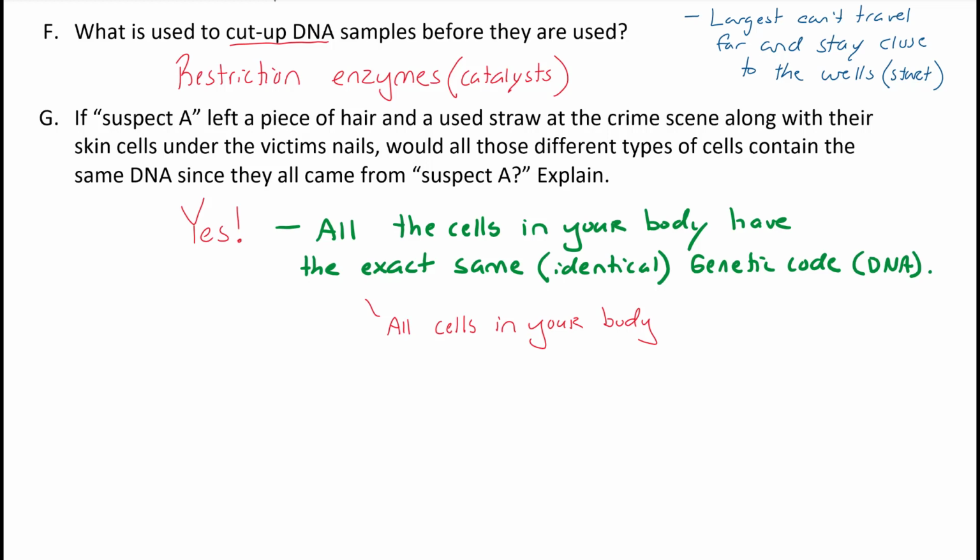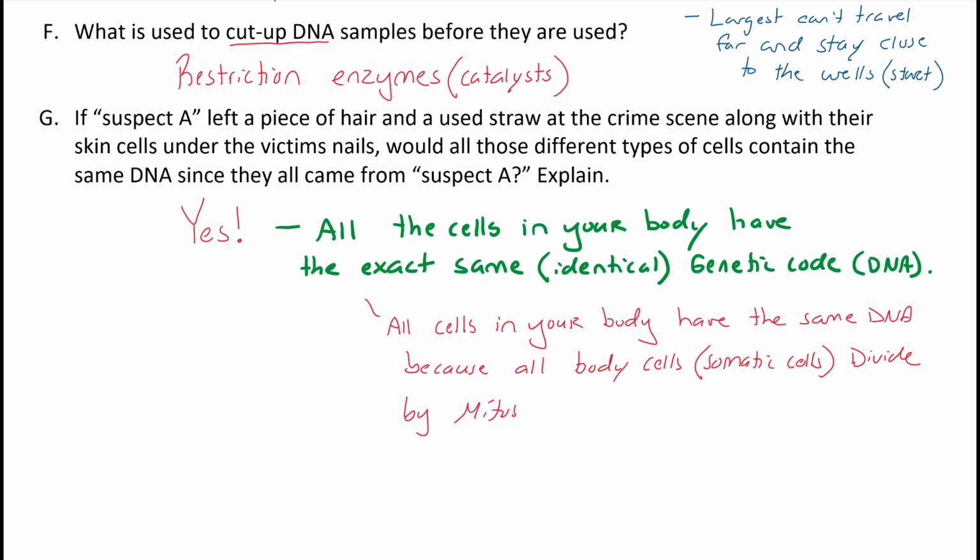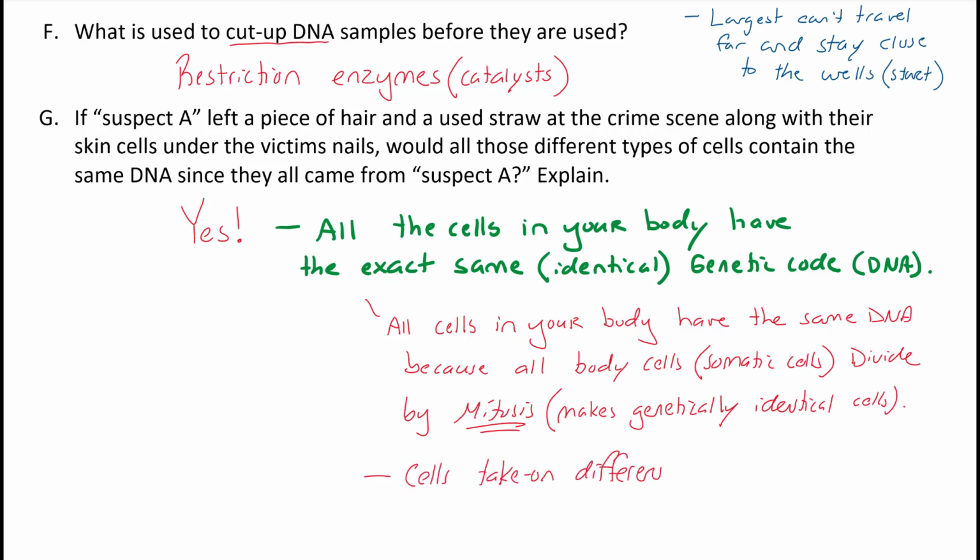Where did all your cells come from? The zygote. You were one cell big at one point in time, and all the trillions of cells that make up your body came from that one cell with that DNA. They all came from that cell by means of mitosis, which makes identical cells.